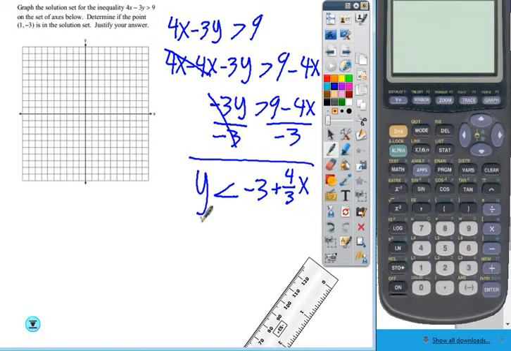Now that I have y isolated, I'm all set to model this using my calculator. So if I go to my calculator and turn it on, I know that I have y in this situation, so I'm going to go to y equals. And now I'm going to type in what I have: negative 3 plus 4 over 3 x. Notice the use of parentheses because this contains a fraction. The other thing I need to tell my calculator is that this is an inequality, a less than. Right now, my calculator thinks that it's an equality, an equal to. The way we tell our calculator this is by pressing left until I'm highlighted on this line here. I'm going to press enter, enter, enter, and now I have a less than sign.